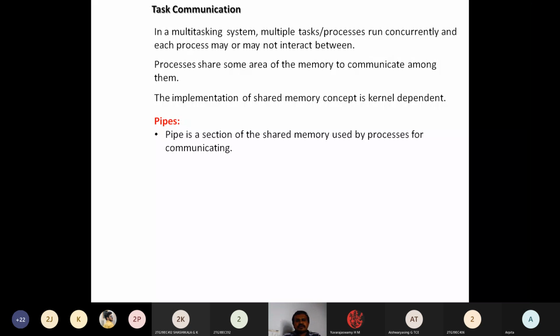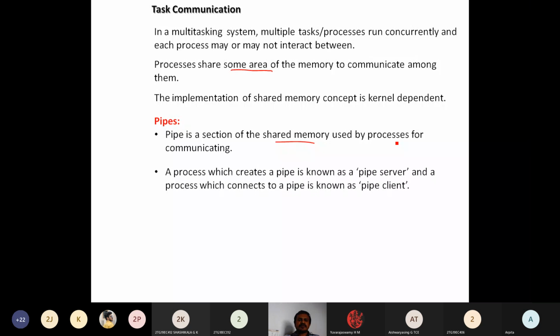One of the methods used in shared memory is pipes. A pipe is a section of shared memory used by processes for communication. It is a separate memory area allocated for sharing between two or more processes. How they communicate is based on the memory allocated to them. So one method is pipes.